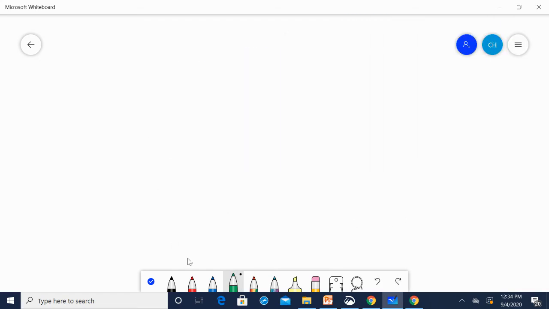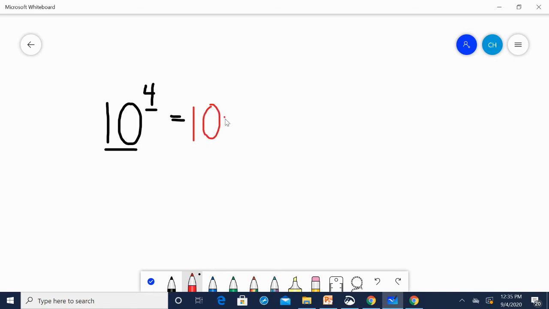Let's do another one. So if I have 10 to the 4th power, I'm not going to write it, but we know 10 is our base number and 4 is our exponent. That is also equal to 10 how many times? Right, 10 4 times. So 10 times 10 times 10 times 10.